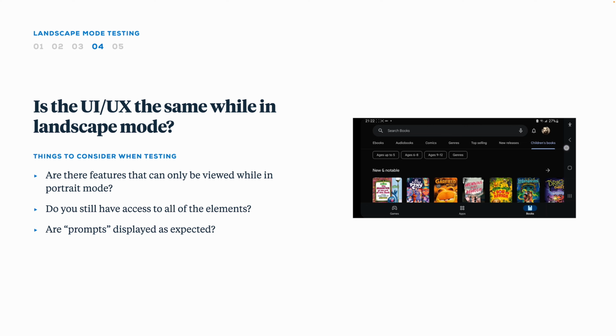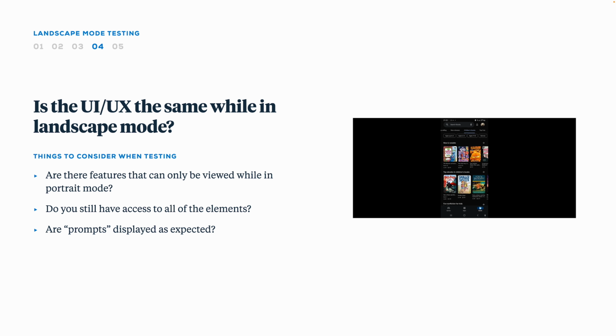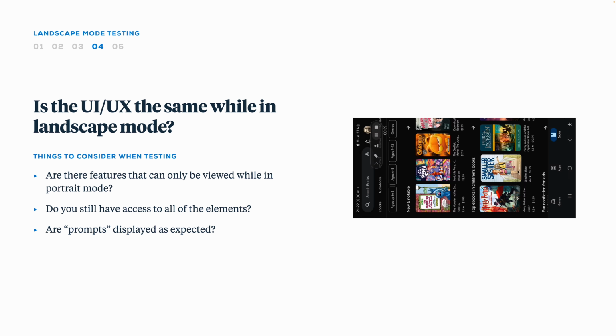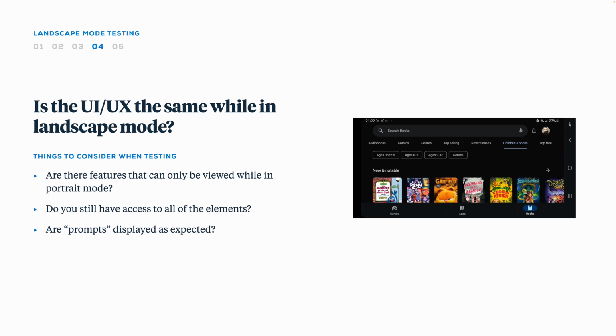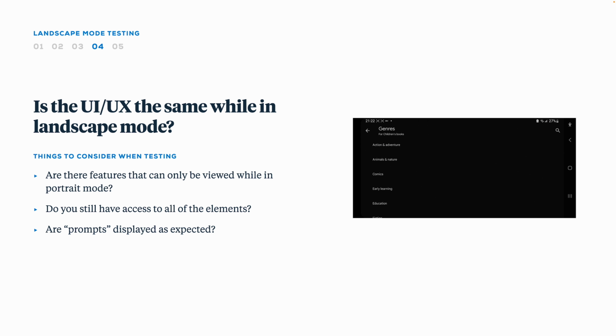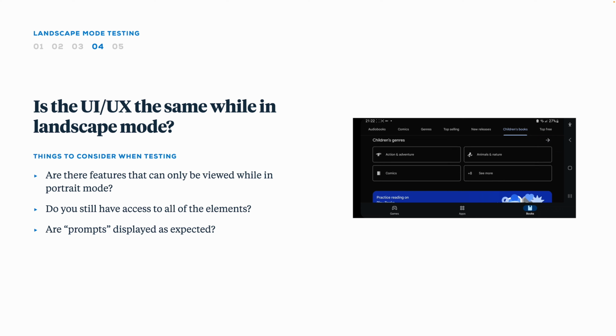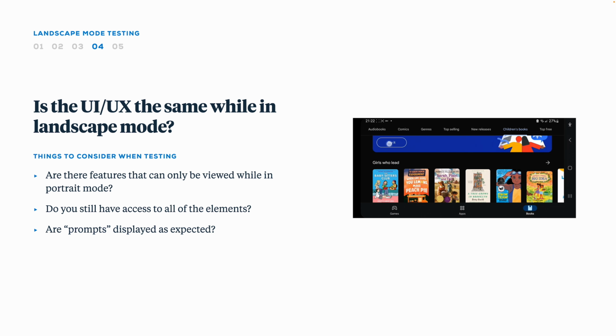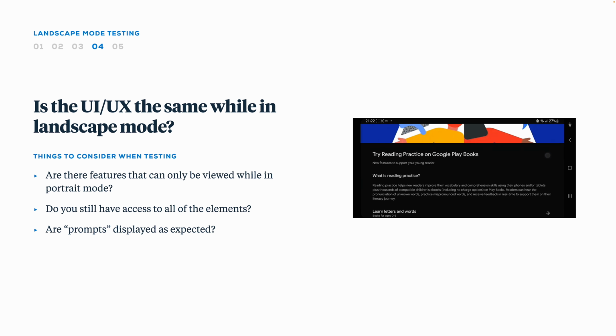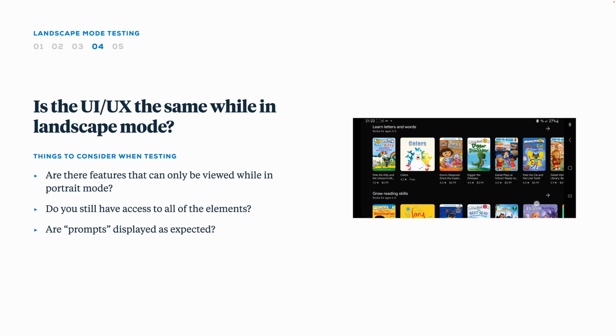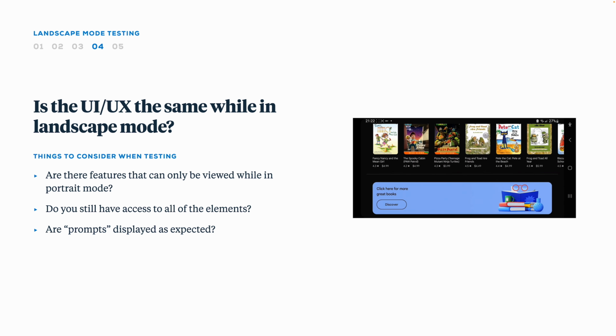So what are some things to consider when testing the UI/UX in landscape mode? Well, making sure that all the features that are available in portrait are still available in landscape. If they're not, having some way of knowing that they're not going to be available. Making sure that all things are still accessible, like with voiceover and keyboard navigation, that you can get to all the buttons. And making sure that prompts and error messages are displayed and not broken while in landscape.